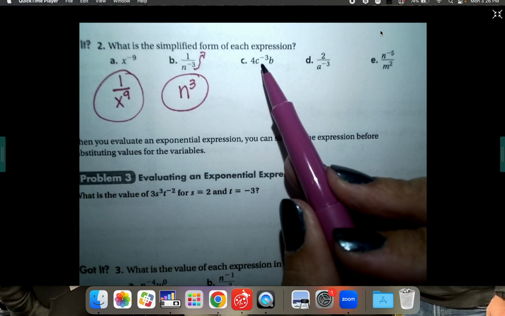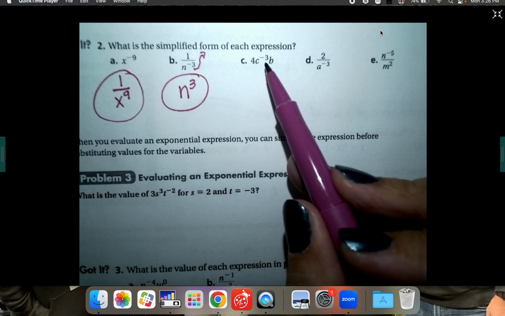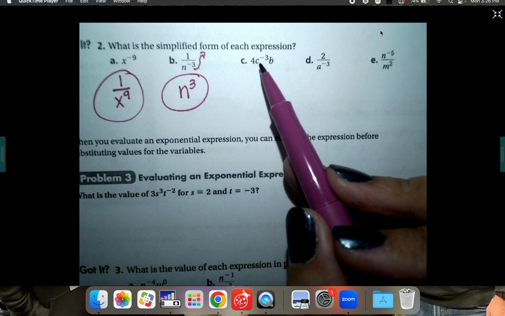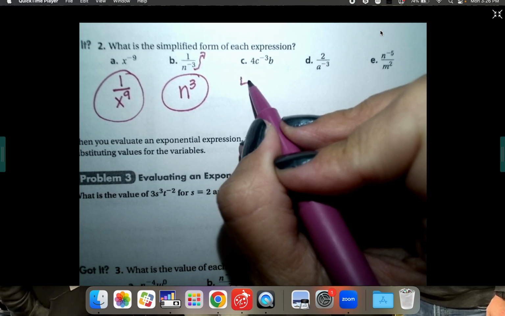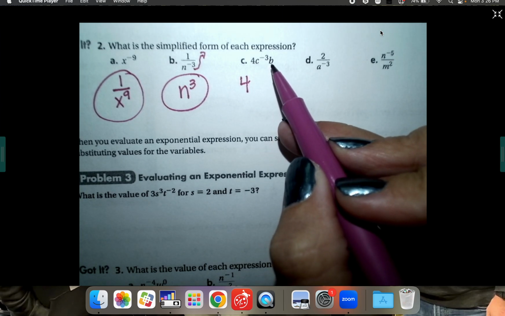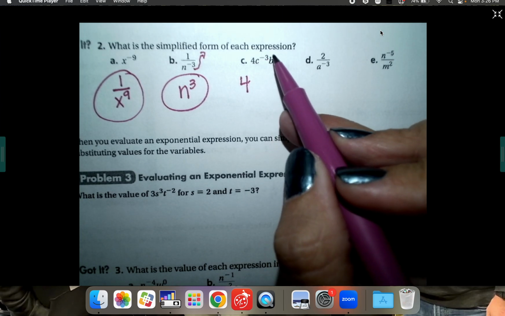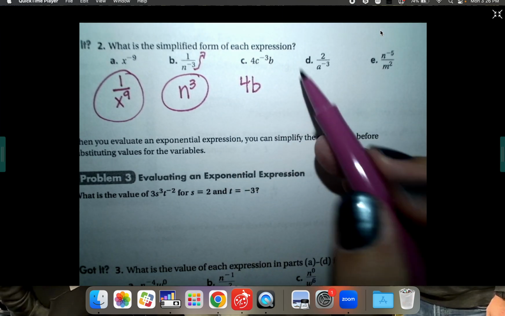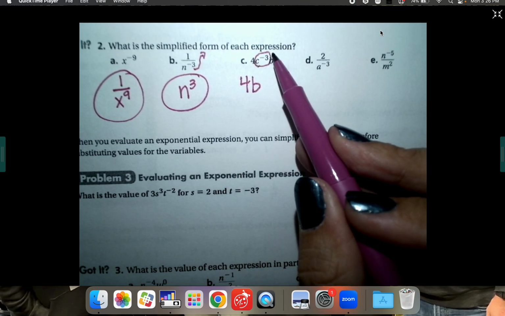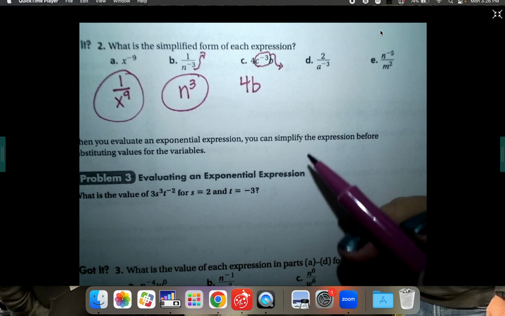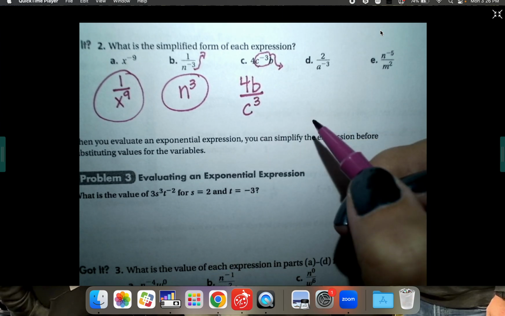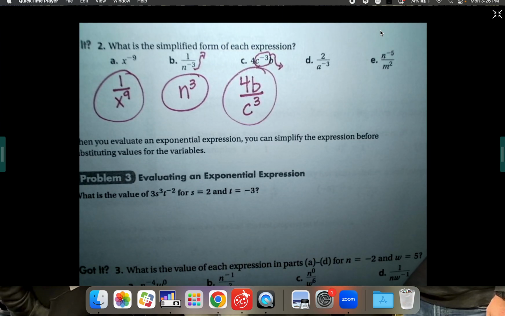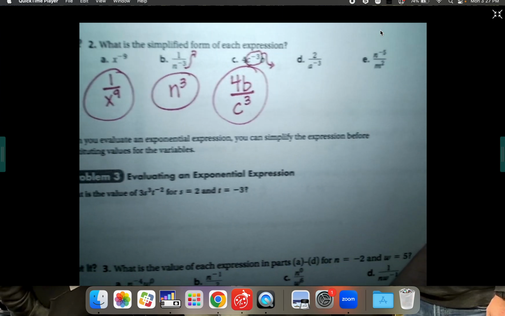Okay, anytime you have multiple terms, you need to look at them individually. So the whole thing is not negative. Only the c to the negative third is. So 4 is doing just fine on its own, staying in the numerator. So we're going to leave 4 where it's at. b is also totally fine where it's at. There's nothing wrong with b. So we're going to leave b next to 4. But the c to the negative third needs to flip down to the denominator. So we're going to put it down here, and now it's going to become positive. So this is your simplified answer here.